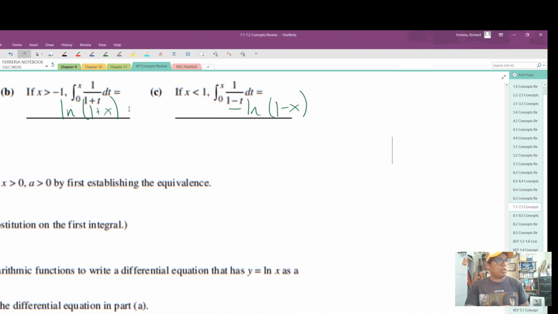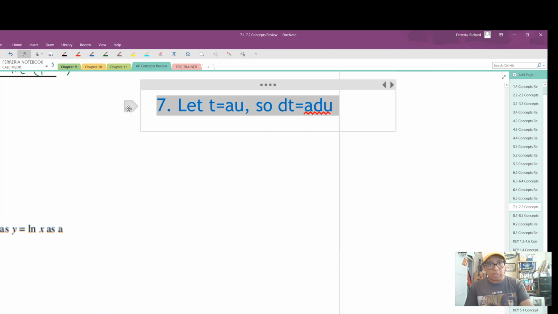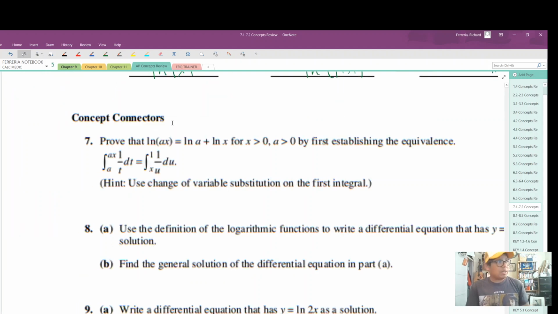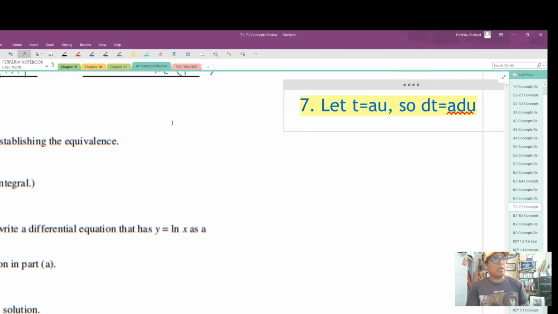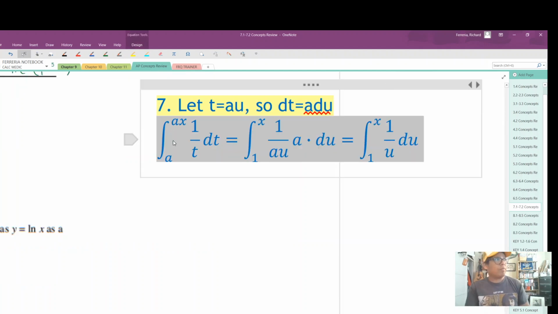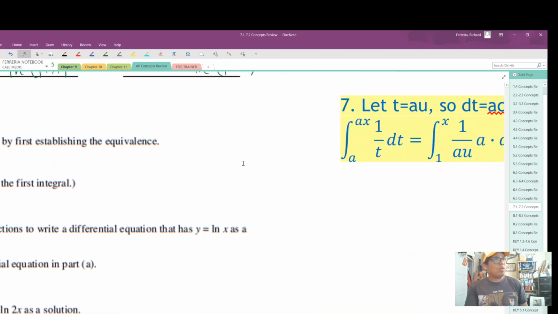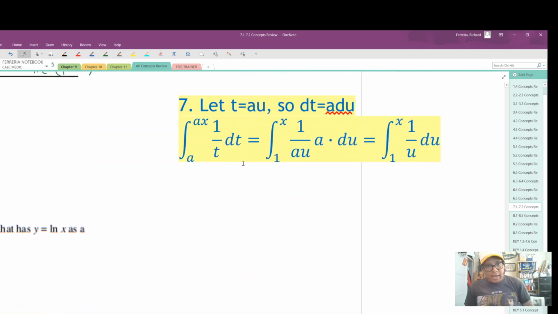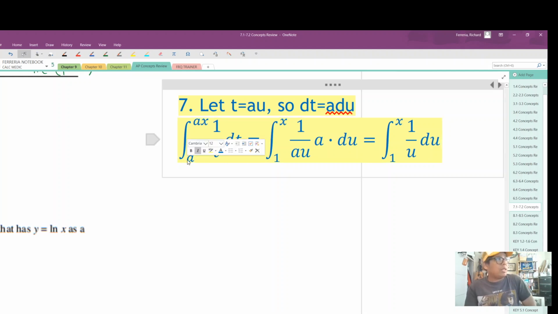In order to do that, the first thing you need to do is say, what if t is equal to au? Well, if t is equal to au, that means dt is equal to a du. How will that change my integral? Take a look at the integral from a to ax of 1 over t. When t is equal to a at this lower limit, then u has to equal 1.